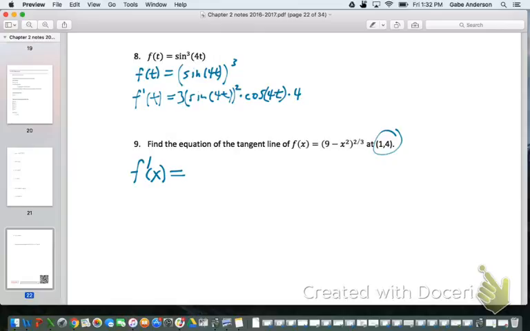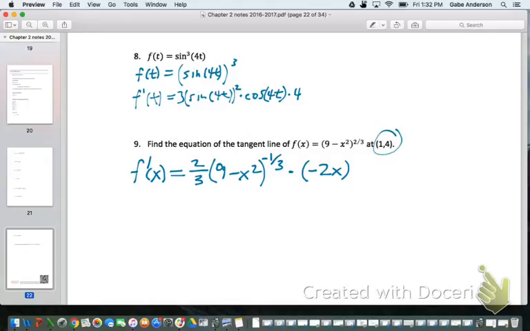So Noah, what did you identify as the outside? The 2/3. Yep, the 2/3 exponent is the outside, making the 9 minus x squared the inside. Now we want to differentiate this. Ben, what is f prime? What is the derivative of that? Yep, f prime equals 2/3 times parentheses 9 minus x squared to the negative 1/3 times negative 2x. Perfect. Very well done. So that's the derivative. That's f prime.